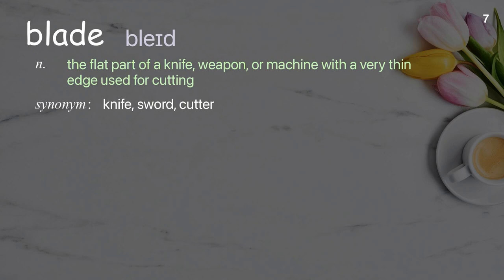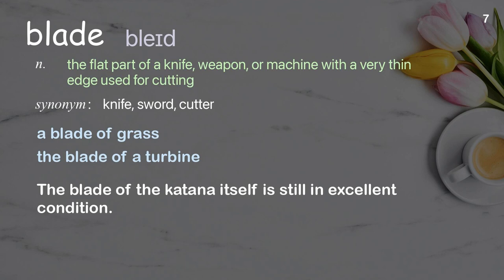Blade. The flat part of a knife, weapon, or machine with a very thin edge used for cutting. Examples. A blade of grass. The blade of a turbine. The blade of the katana itself is still in excellent condition.